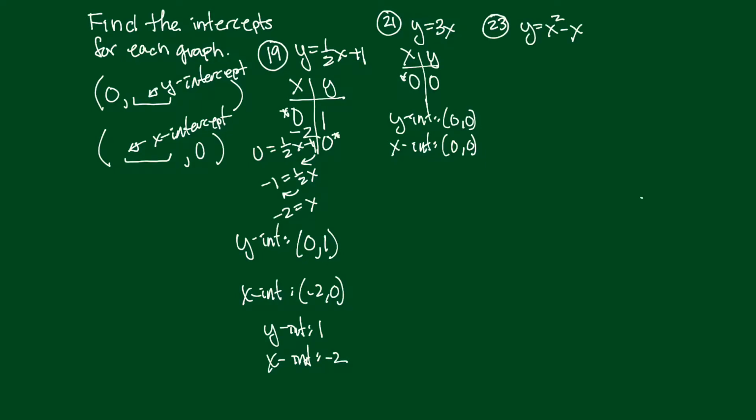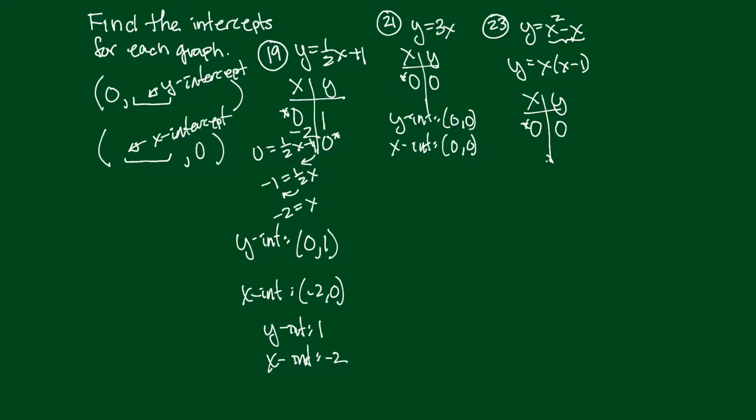Now in 23, we've got this quadratic. You know what I'm going to do here is I'm going to factor that, right? It's just calling out to be factored. So y is equal to x times x minus 1. Now I'll make a table. And when x is equal to 0, well, if you put 0 back in here, you get 0 times negative 1, which is 0. All right? So we get 0, 0 as a point on the graph.